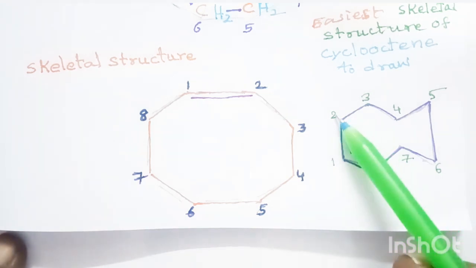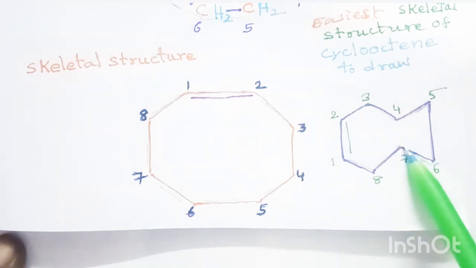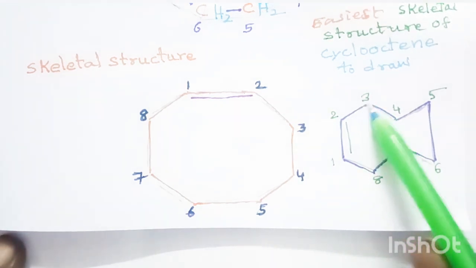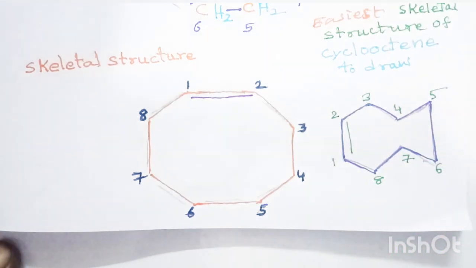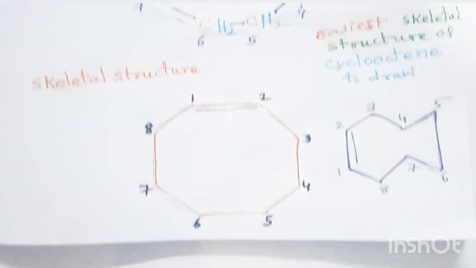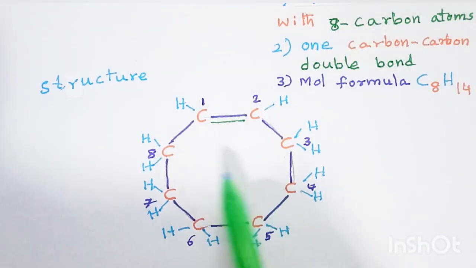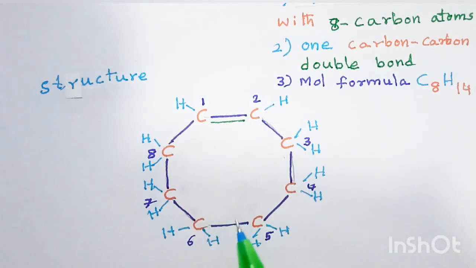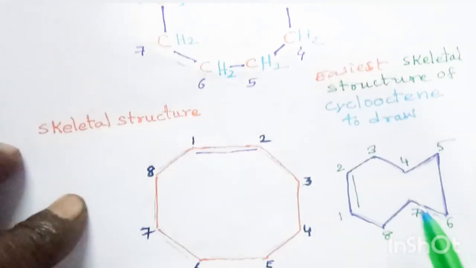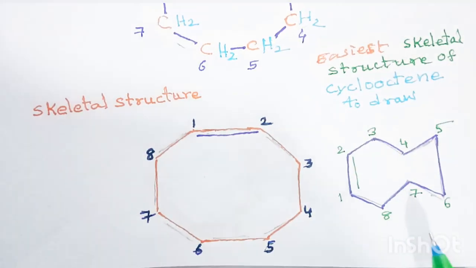So 1 and 2 represent CH each, 3, 4, 5, 6, 7, 8 will represent CH2 each. So this is the skeletal structure of cyclooctane. This is the easiest form to draw. These forms are difficult to draw. We need to erase and draw, erase and draw. It takes time. Whereas this structure can be drawn very easily within a few seconds. Try to draw this structure.